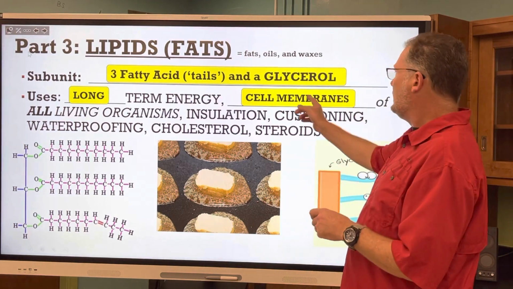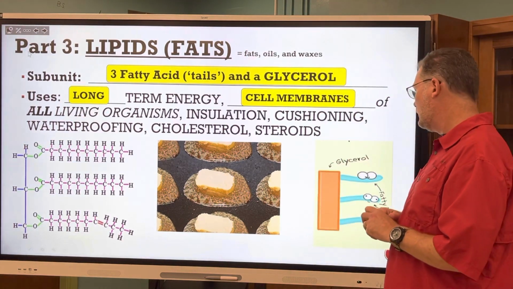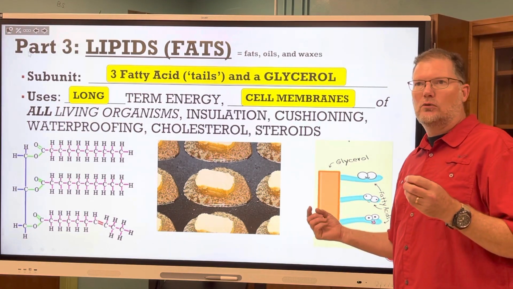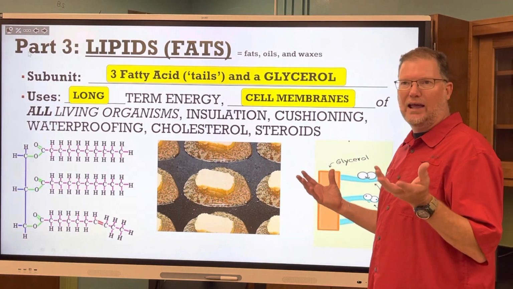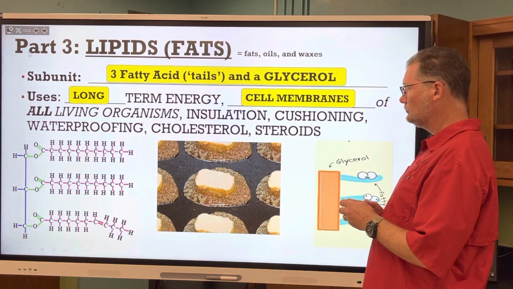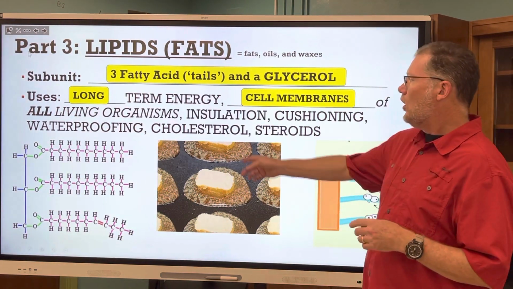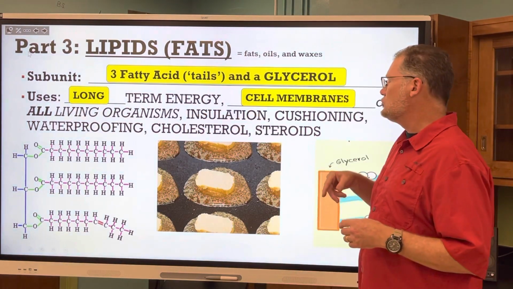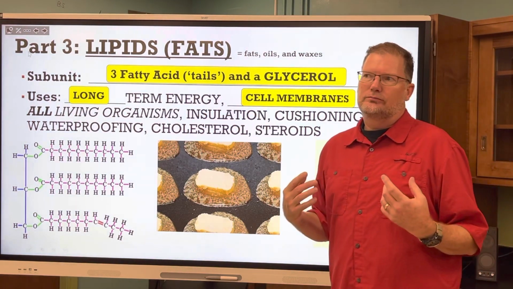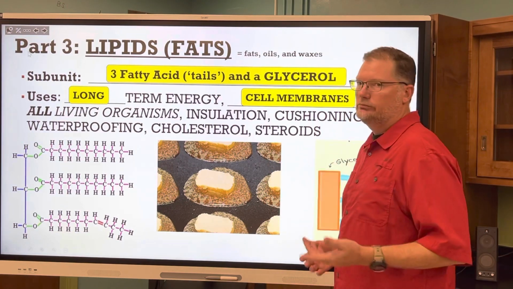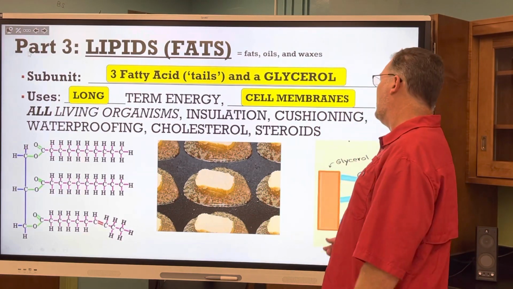And it's in the cell membranes of cells, obviously, all cells, plant and animal cells. But plants also have a cell wall. All living organisms, insulation, like for blubber in a whale, or in people too, I guess.